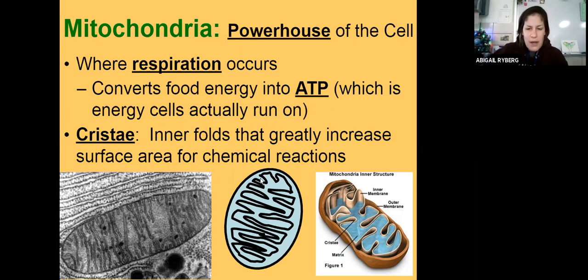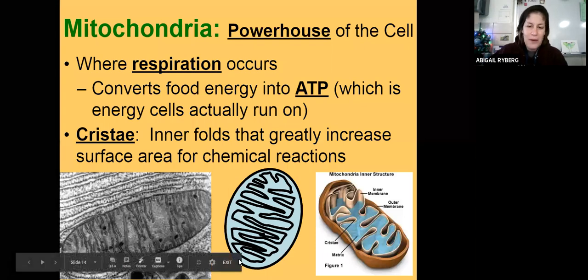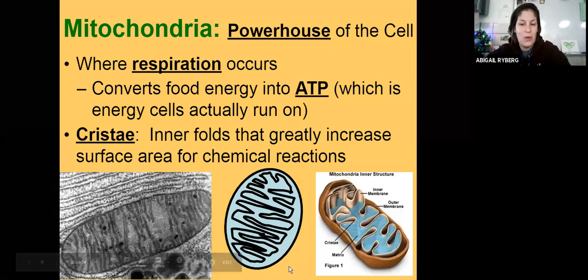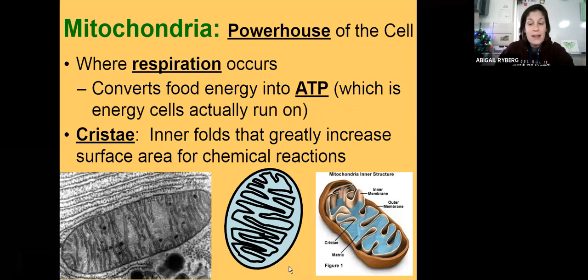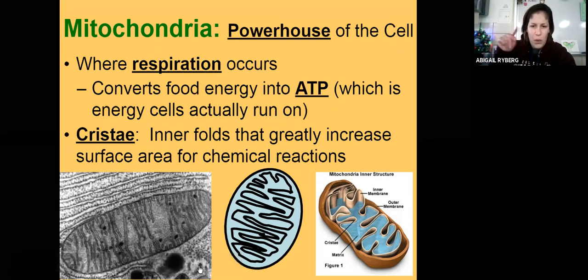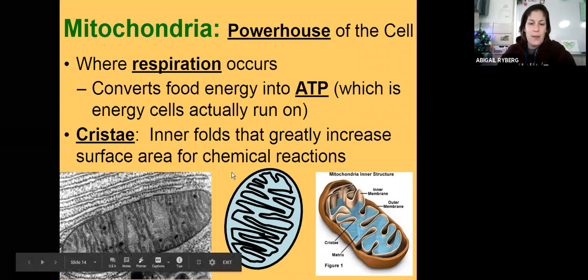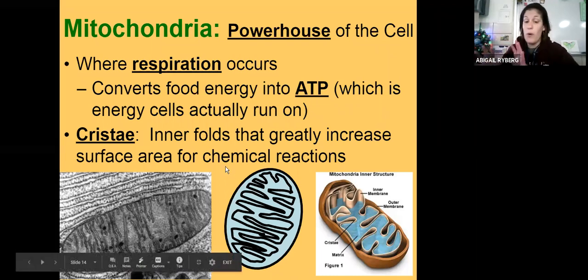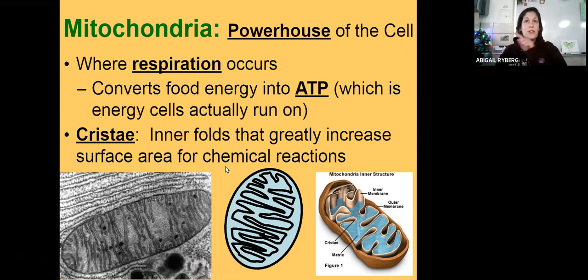Within the mitochondria, so you can see they're kind of roundish, ovally shaped organelles. And within there, they have a really important structure called the cristae. So the cristae are like the wavy inner folds that greatly increase surface area for chemical reactions to occur. So the whole point with the cristae is to increase surface area with which respiration can occur, so that one mitochondria can produce as much energy as possible.